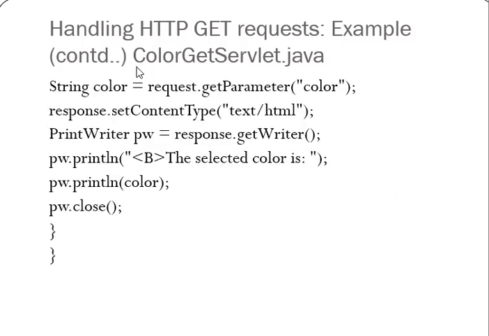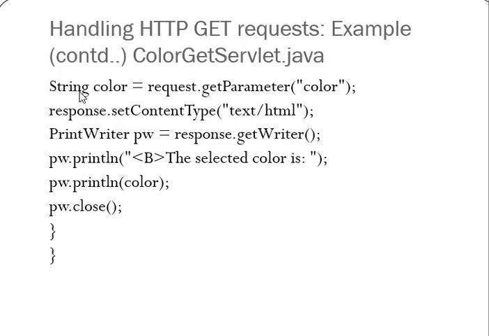In order to extract the value that is present in the request, we use getParameter("color"). Why have we specified color? Because it is the name of the select tag, right? So that we have to specify here. getParameter("color") will extract the value of the color that we have selected in the drop down, and that will be present in a string.